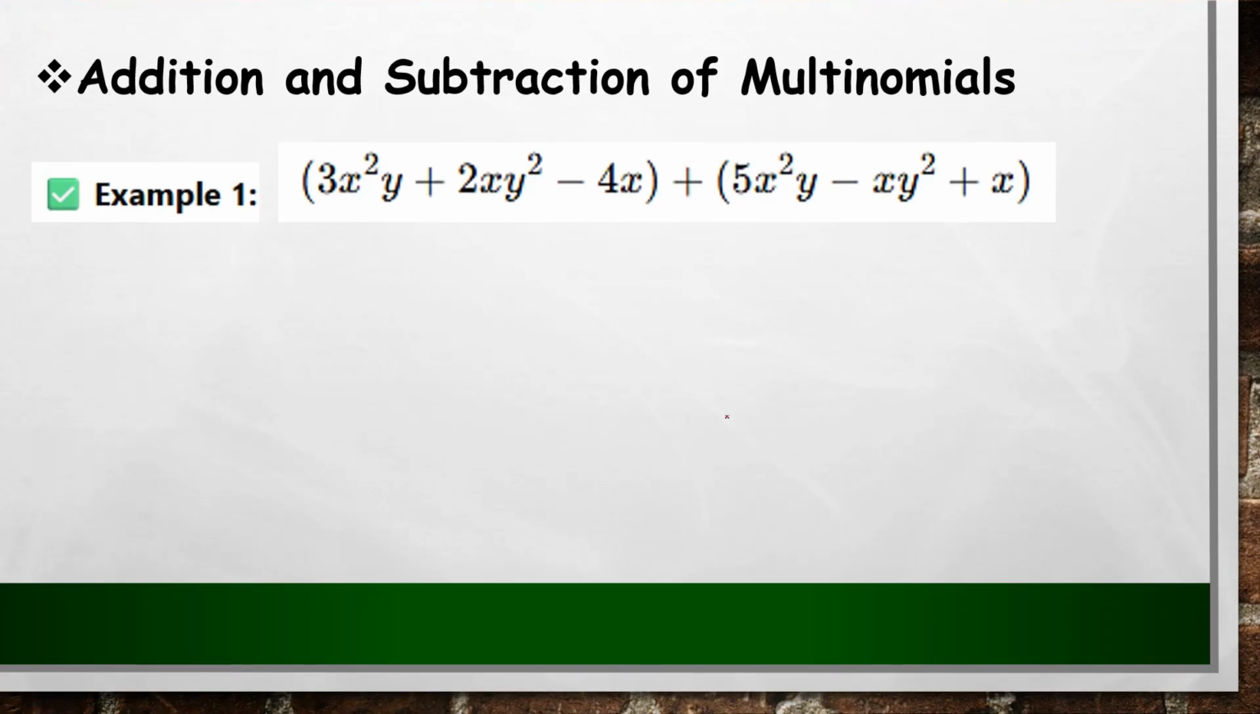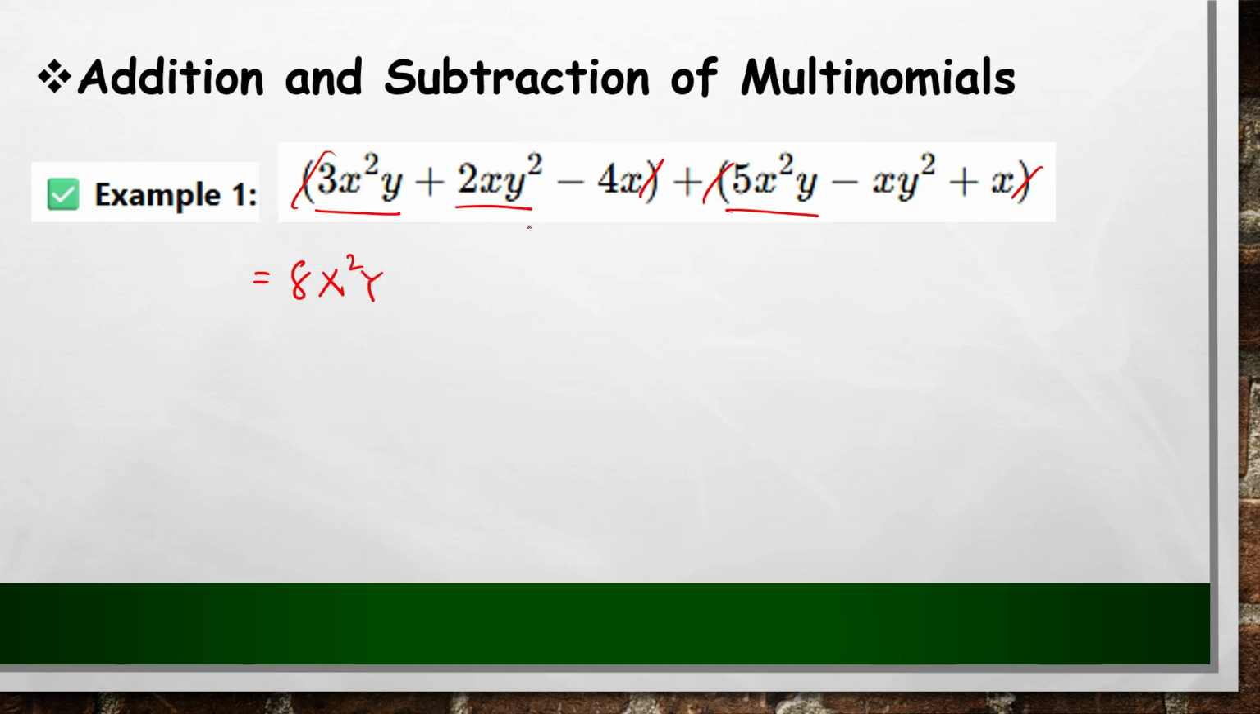Alright, so let's deal with multinomials. Let's answer the first one. Again, this is addition, so we can just cross out the parentheses, meaning just disregard them. 3x squared y is the same as 5x squared y. So we can combine the two. That equals 8x squared y.